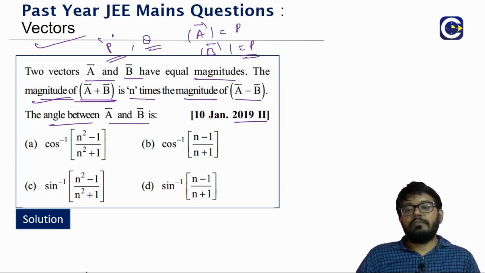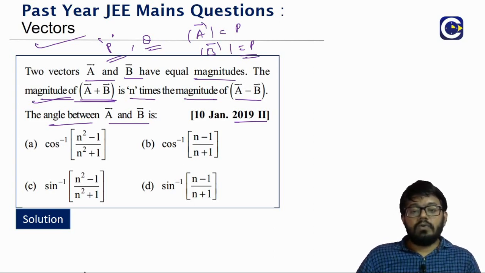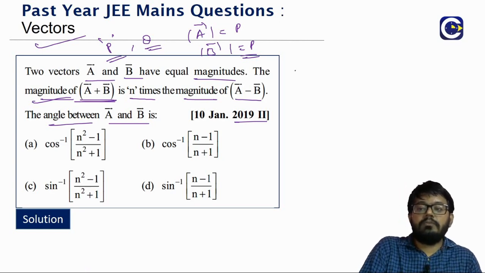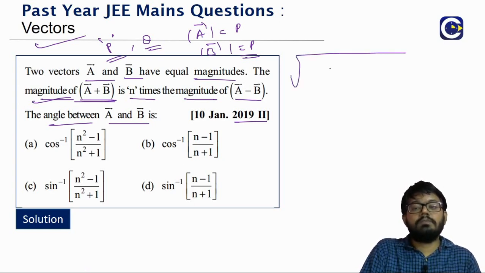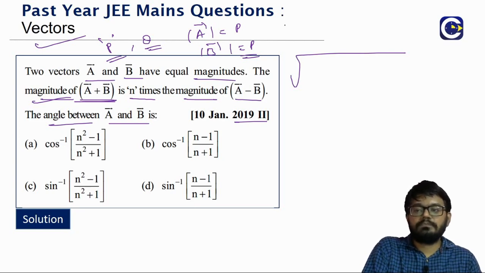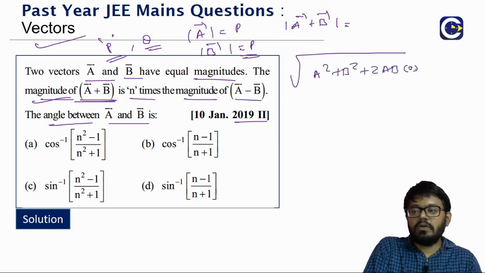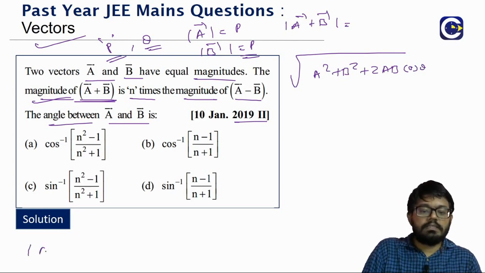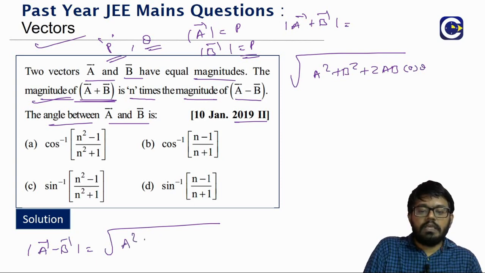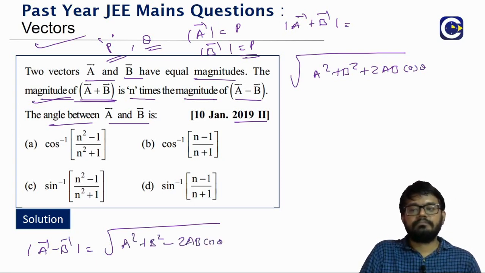They are giving us one piece of information. What is it? The magnitude of A plus B. A plus B magnitude means what? Root of A square plus B square plus 2AB cos theta. Similarly, what is the mod of A minus B? Root of A square plus B square minus 2AB cos theta.